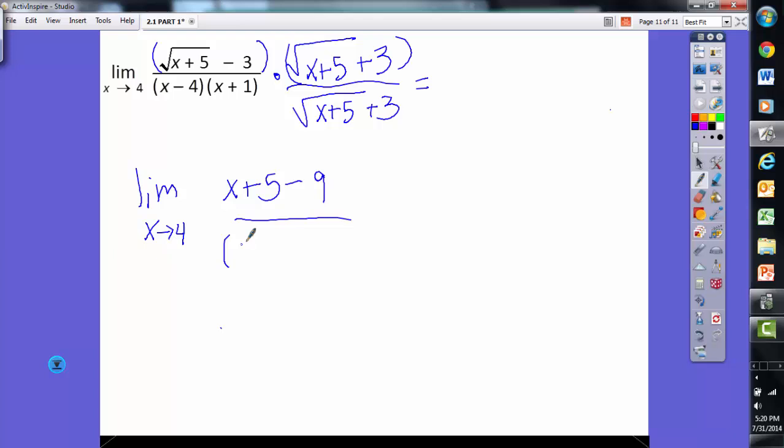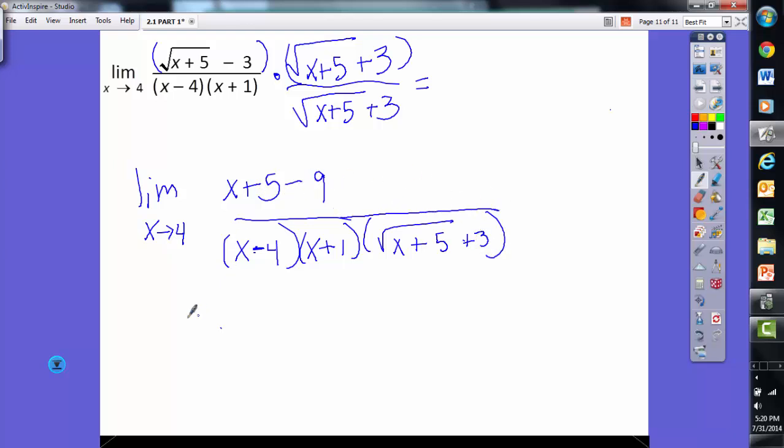On the bottom, I'm not going to do all that multiplication. I'm just going to leave it because I'm hoping something will cancel out. And I'm hoping it's the thing that's making my bottom 0, which is this. But let's see what happens. Square root of x plus 5 plus 3. That's all on the bottom. When you combine like terms on the top, hopefully you realize that you get x minus 4. Over this whole thing.